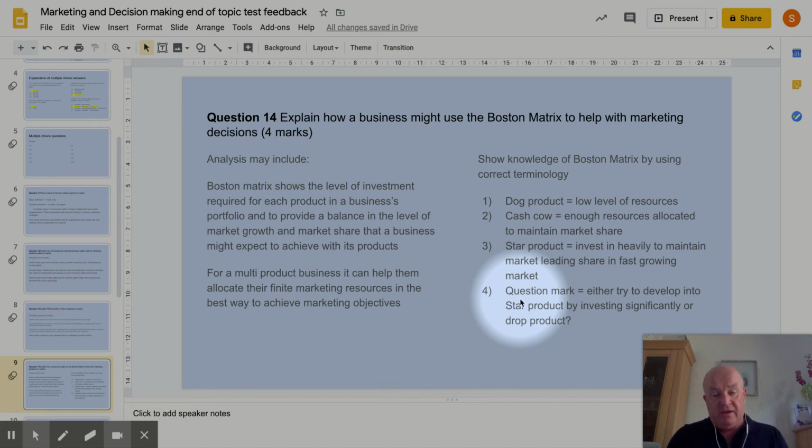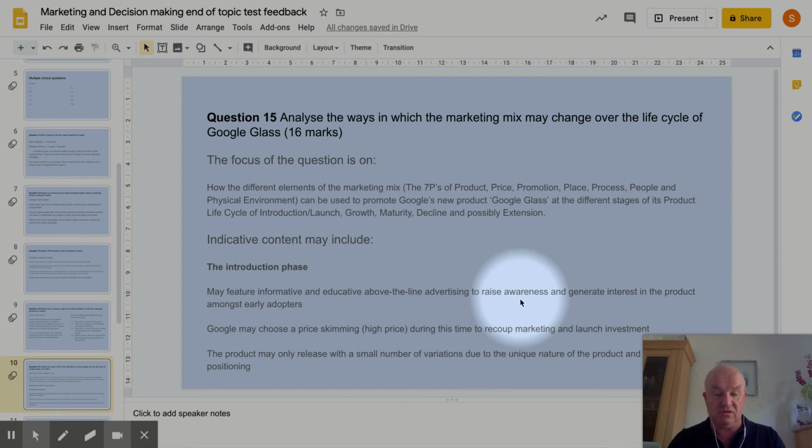Okay, so a little bit more detail maybe than you would need to include in the 4 marker, but just to demonstrate that you understand, number 1, what it's used for, and number 2, some of the terminology, gives a really good and solid answer, okay, for question 14. Okay, let's have a look at question 15 then, okay?